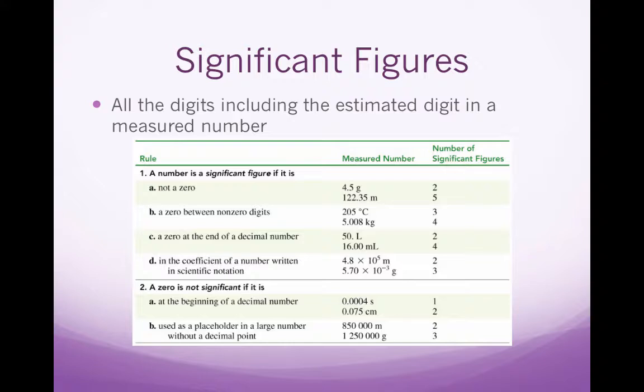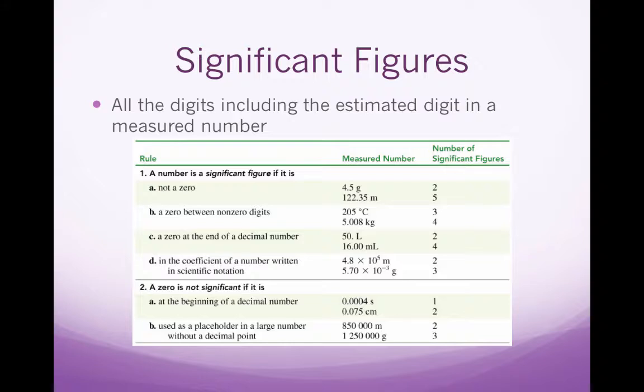122.35 meters, we have 5 significant figures. The next rule is a zero between non-zero digits, or a sandwich zero, will be significant. So in 205 degrees Celsius, we have 3 significant figures. We have the 2 non-zero digits, and then the 1 sandwich zero. In 5.008 kilograms, we have 4 significant figures, the 2 non-zero digits and the 2 sandwich zeros.